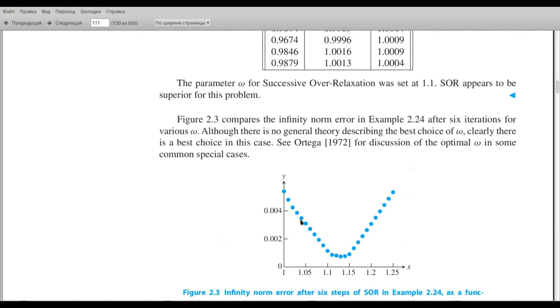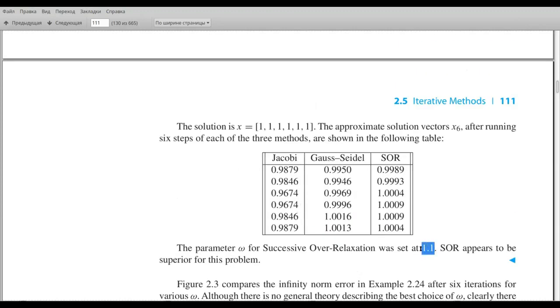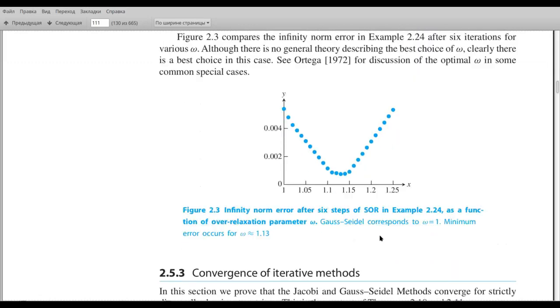So you see, the error is decreasing with omega when we go a little bit further than 1, right? But then if you overshoot too much, it starts to increase. And for this particular case, we have chosen it almost ideally, because the minimum is approximately omega equal to 1.13. So it's very close. We are sitting here, but the minimum is a little bit further here. Okay, let me stop sharing.